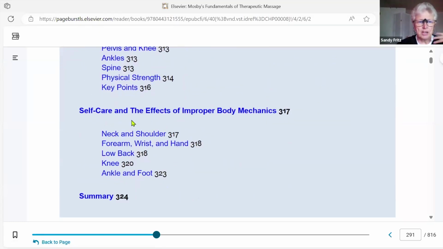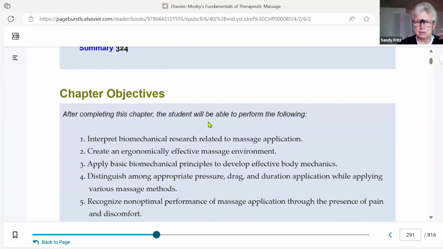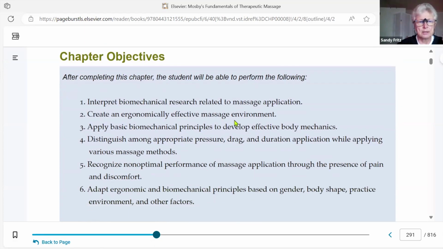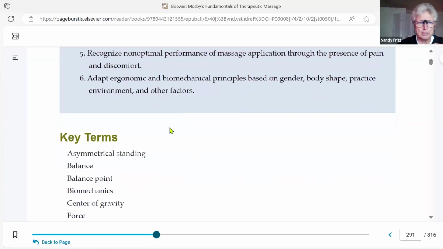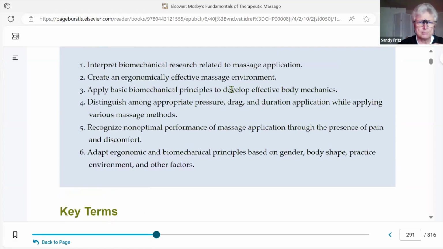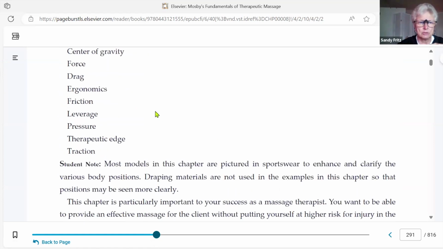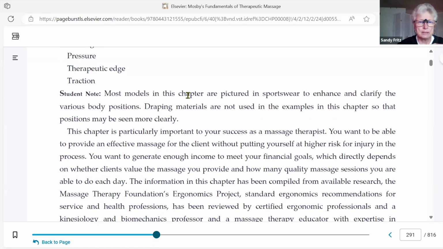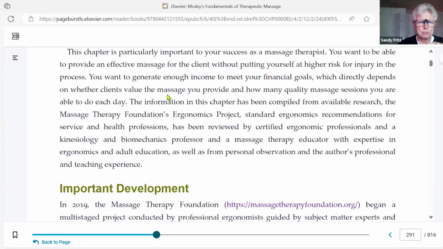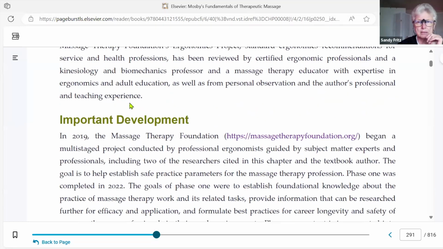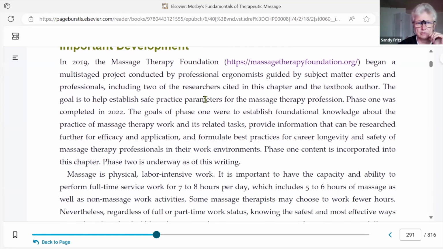In a chapter like this, it's mostly a do-it chapter. You want to pay particular attention to the figures and the pictures and then the accompanying videos. So, as always, we start out with our chapter objectives and key terms.